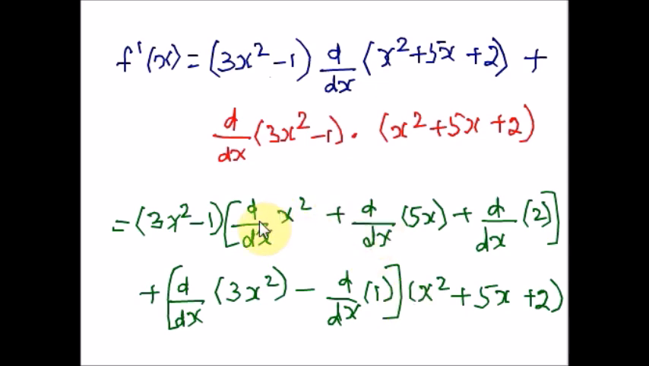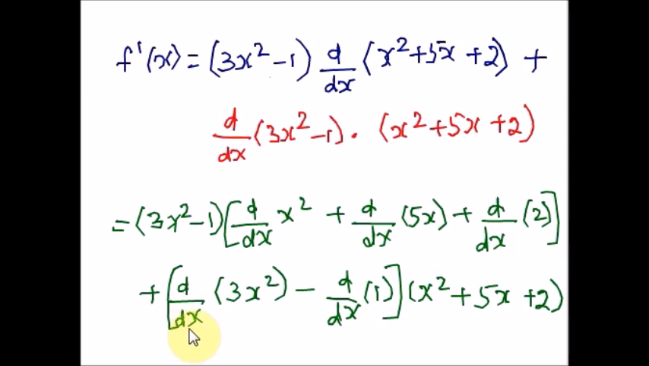For this term, we are going to apply the power rule, so this would become 2x. For this one, 5 is a constant, so I'm going to take it out, and the derivative of x is nothing but 1. So 5 times 1 is 5. And again the third one is the derivative of a constant. We know that the derivative of a constant is just 0, so this term itself vanishes.